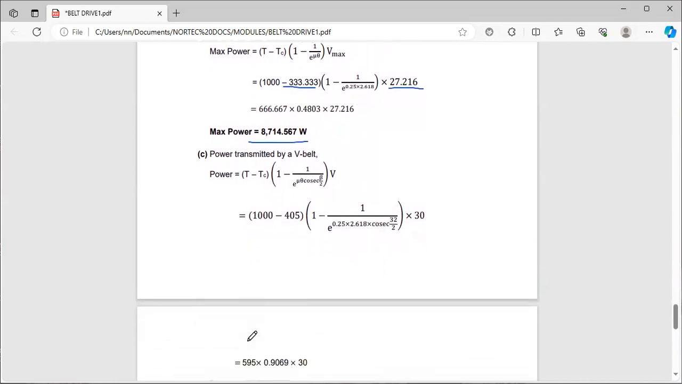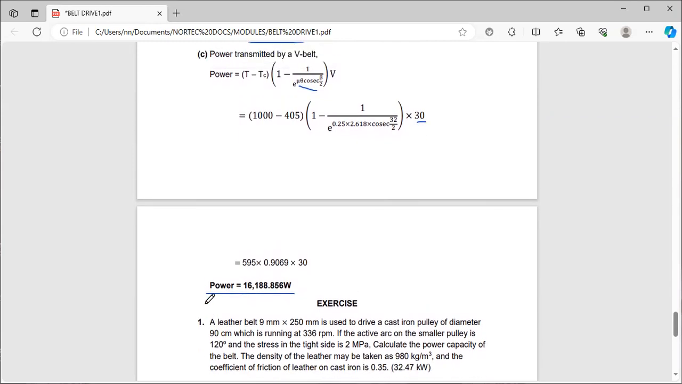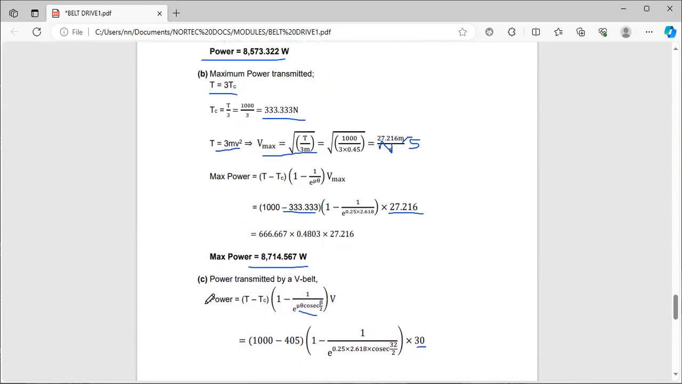What if it's a V-belt? With a V-belt, we just include this part. The rest is the same. Centrifugal tension is the same, and the rest. So you set T minus Tc, then we have 30 here, and then we change everything. And in that case, your answer comes out as 16.188 kilowatts or 16,188.856 watts.